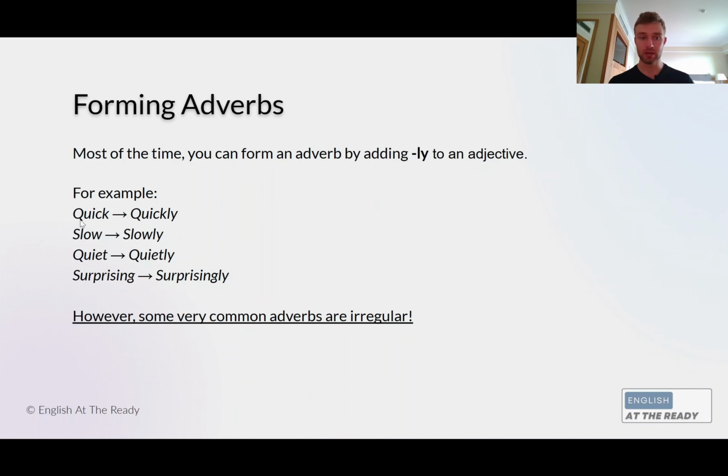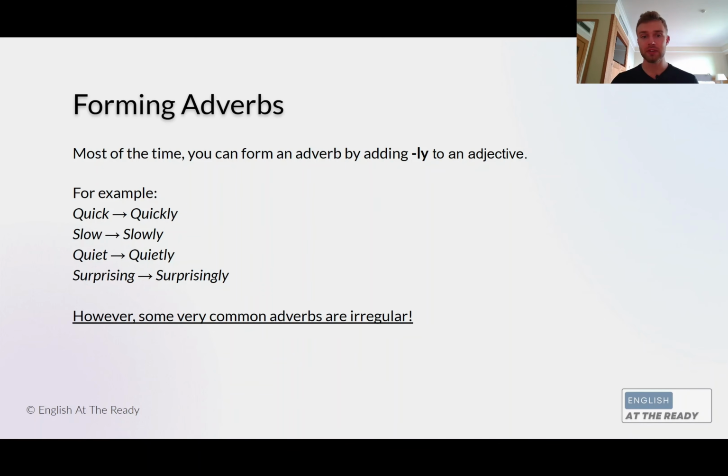For example, quick. That's an adjective, right? He is quick. It describes him. But quickly, he runs quickly. It's describing how fast he runs. Same with slow, right? So he is slow. That's an adjective. It's describing him. But slowly, he runs slowly, or he eats slowly. It's describing the action. So that's the big difference between an adjective and an adverb.